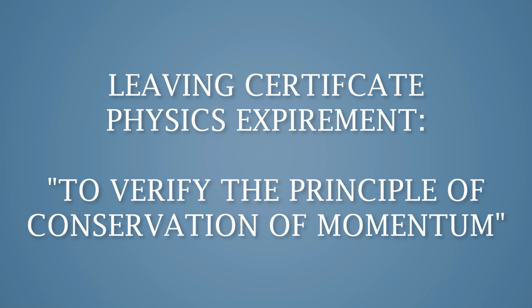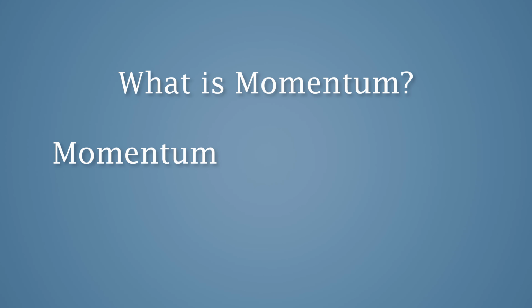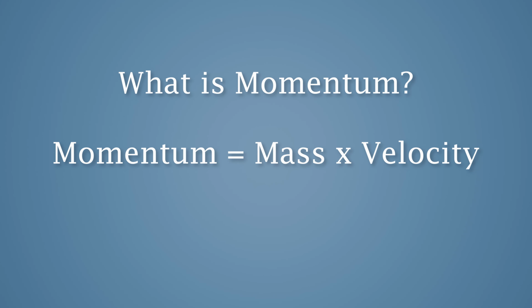In this video, we'll be looking at a Leaving Certificate physics experiment to verify the principle of conservation of momentum. But first, what is momentum? Simply put, momentum is mass times velocity. We denote momentum with the symbol p, so we have p equals m times v.